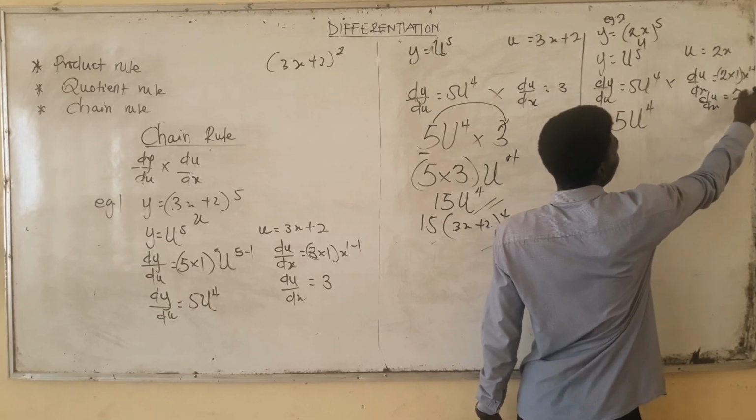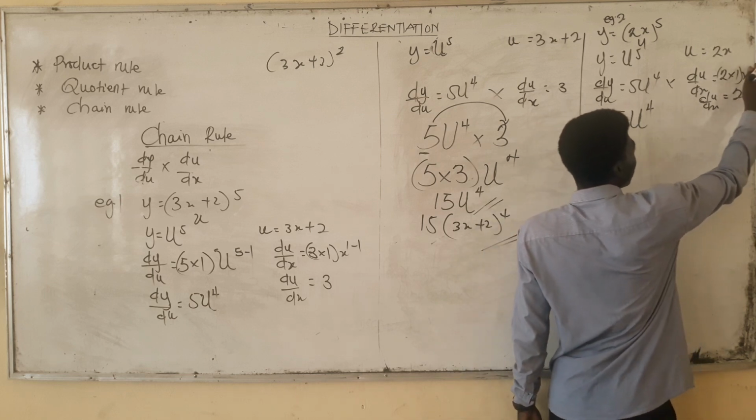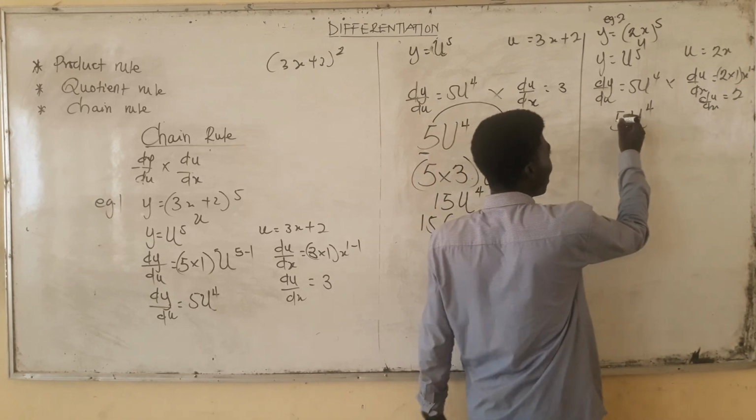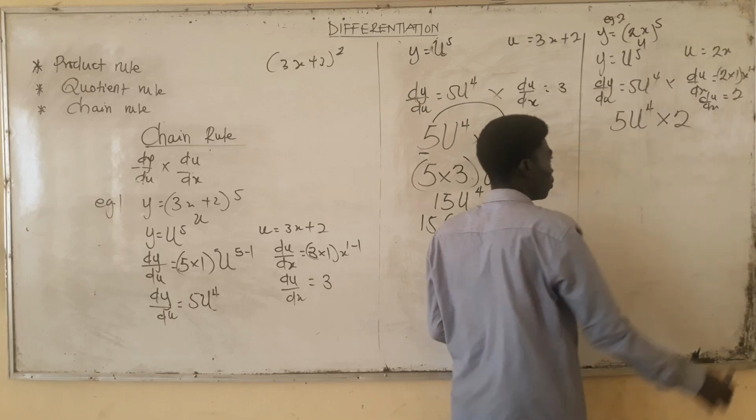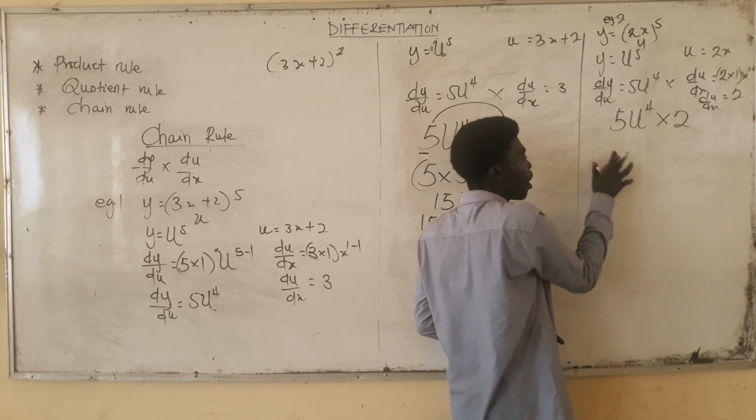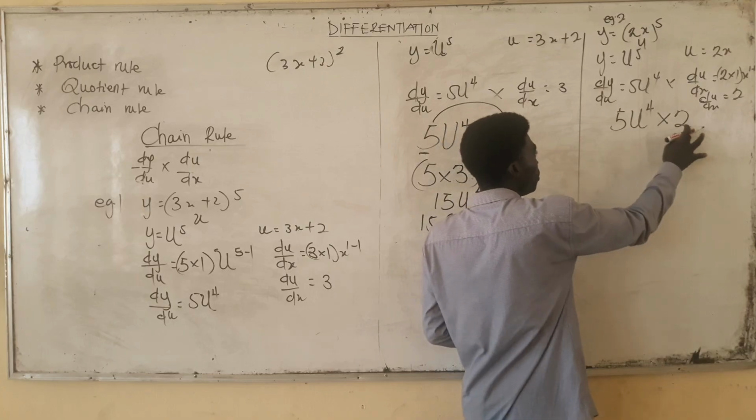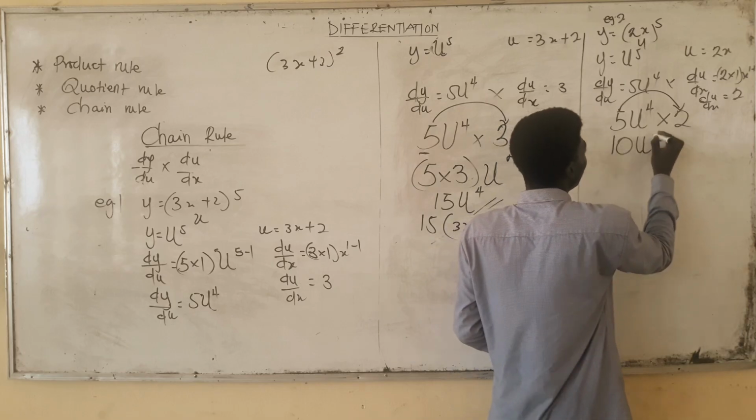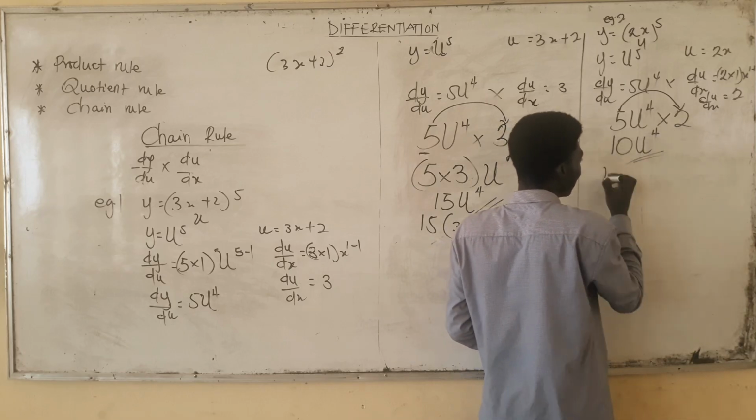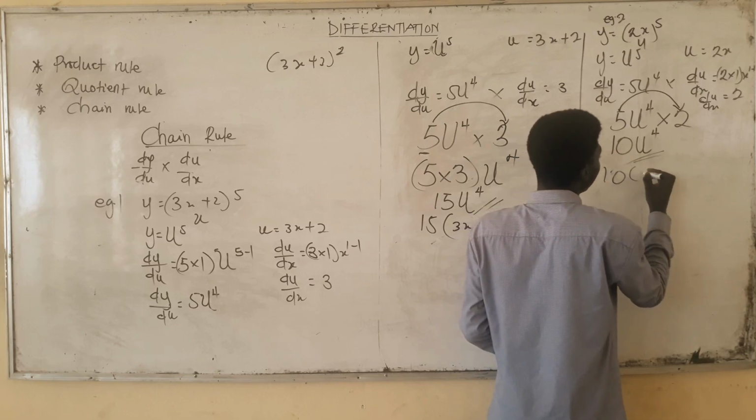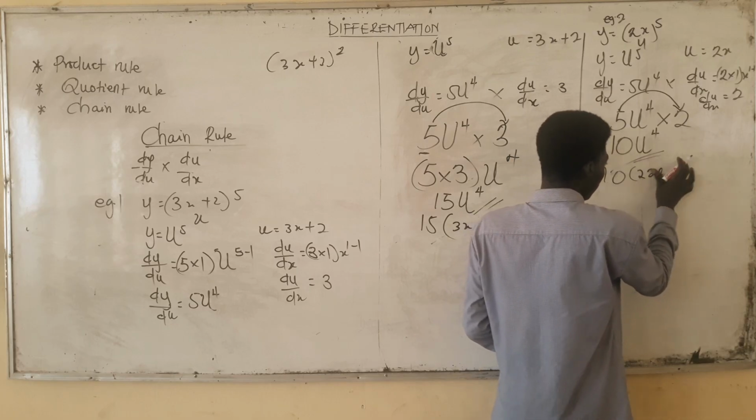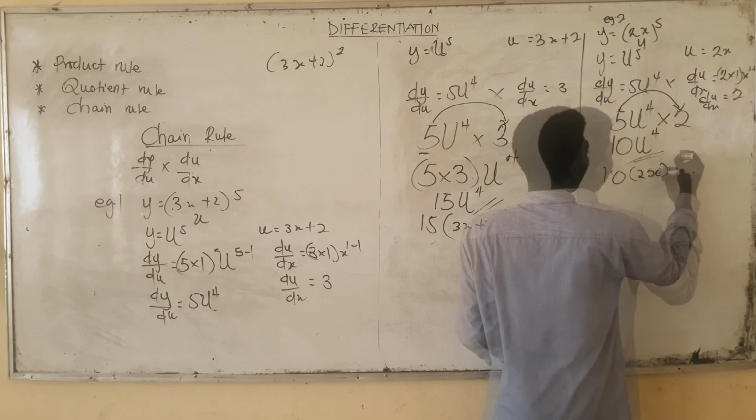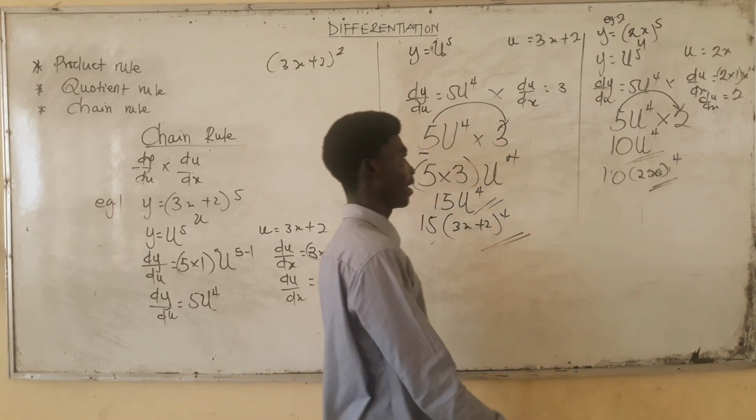When you differentiate, you get 2 because x is carrying the exponent of 1. So 1 minus 1 is 0, and 2 by 1 is 2. And so we multiply 5u raised to the power 4 by 2. We are going to multiply the coefficient of the u by the 2 here. And at the end we are getting 10u raised to the power 4. So our final answer can be this, or we can bring our u back, which in this case will be 10 multiplied by 2x all over to the power 4. And that is the final answer.